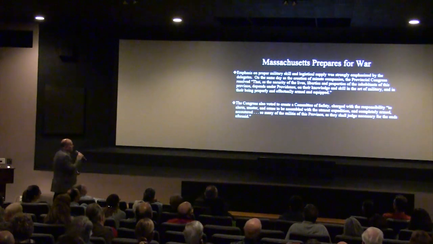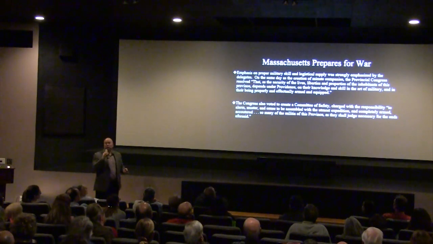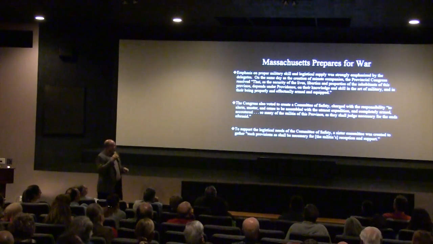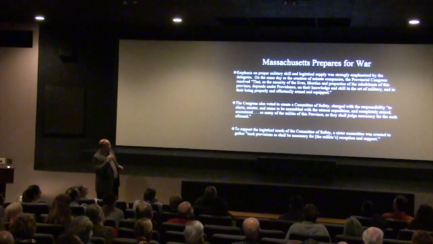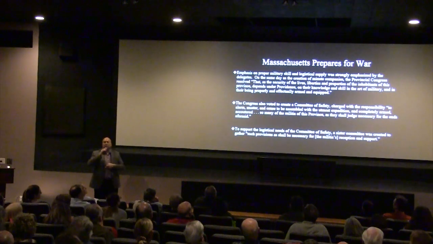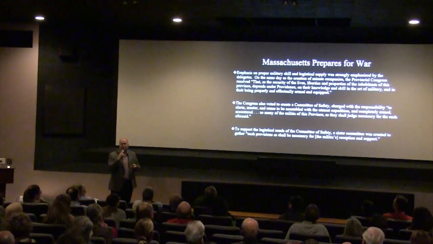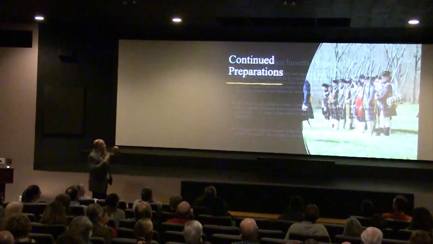They created a committee of safety, which was the Massachusetts Provincial Congress, which is basically the trigger mechanism to dispatch these minute and militia companies in the event there was an emergency. And then finally, the committee of safety had a support group called the Committee of Supplies. The Committee of Supplies was responsible for providing logistical support for the militia and minute companies when they're in the field. If you think about it, it's amazing, even in the 18th century, they're setting up similar support to what you would see in the 19th and 20th centuries.